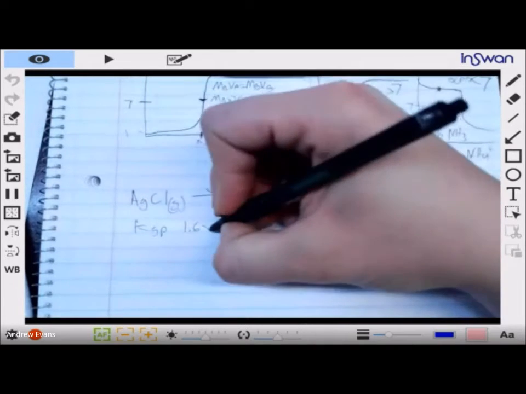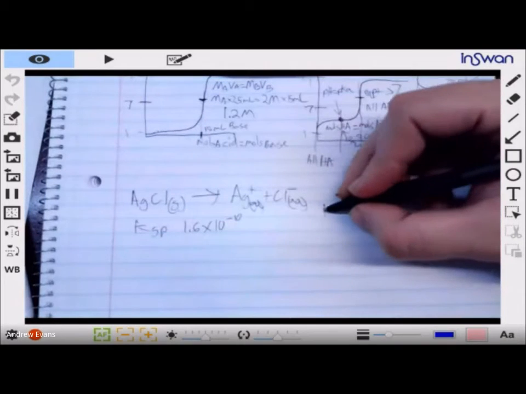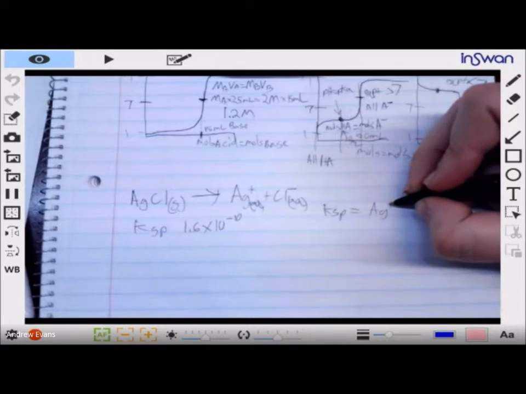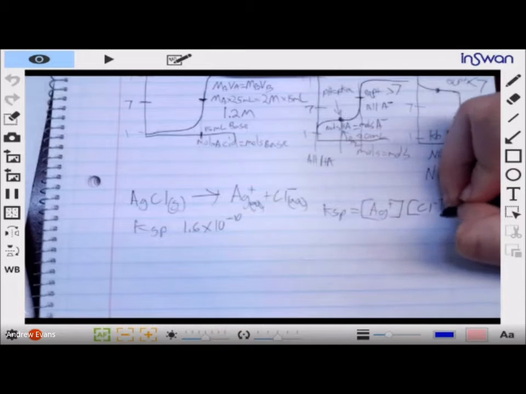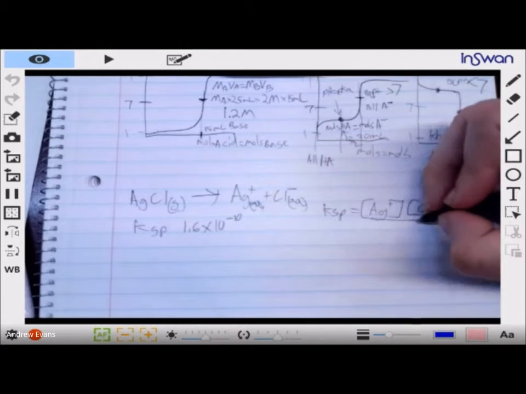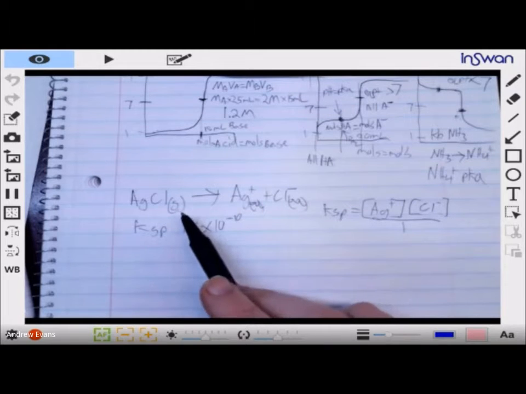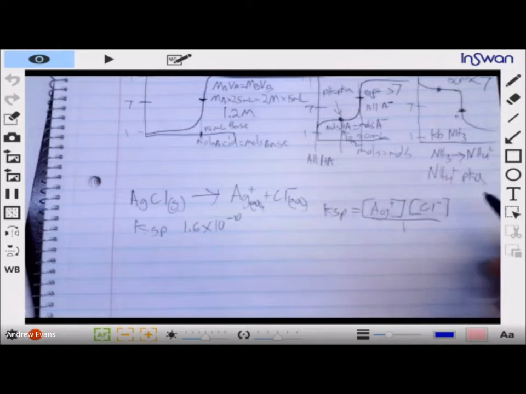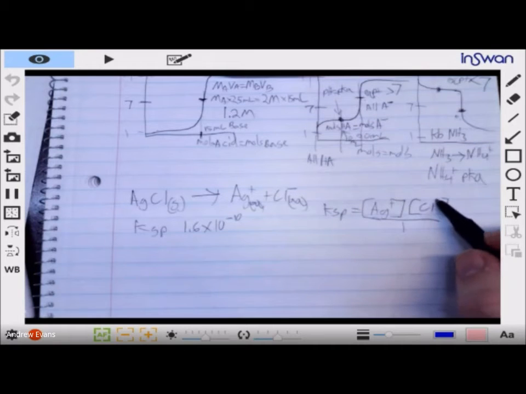1.6 times 10 to the negative 10th. Our KSP is just going to be equal to Ag plus Cl minus over 1. It doesn't matter how much silver chloride we have because it's a solid. So we never include solids in our K expression. Ag plus Cl minus.